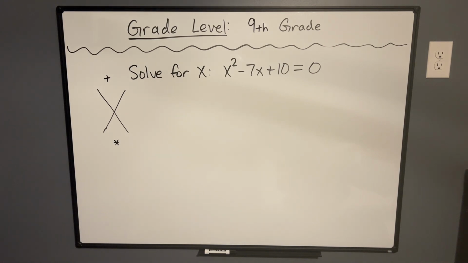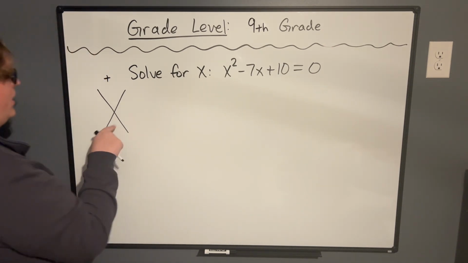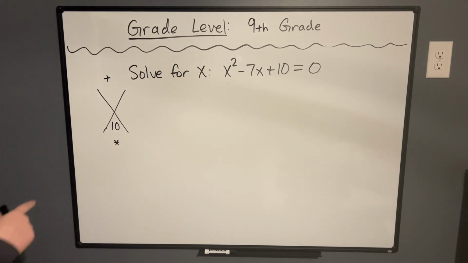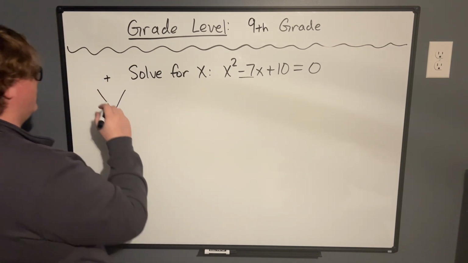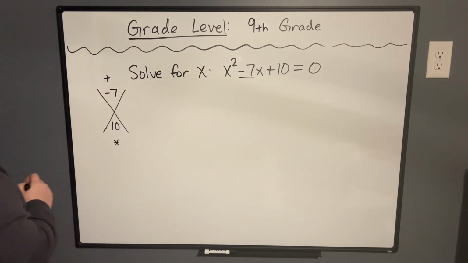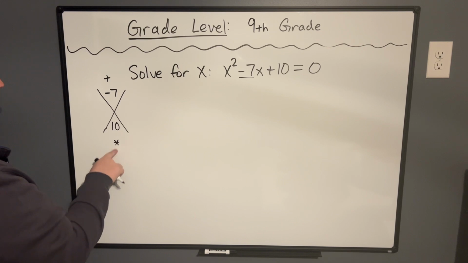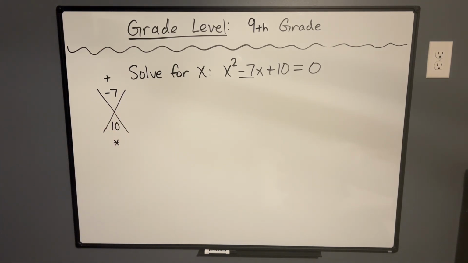Now what we do is we're going to put the last term in this bottom section. So that's going to be the 10 we're going to put there. And then we're going to put the middle term, so this negative 7 that we have here, that's going to go right here. So what I'm looking for here, and this is kind of like a puzzle, we're looking for two numbers that will add to give me negative 7 and will multiply to give me 10, right? So I want to find two numbers that will add to get negative 7, multiply to get 10.